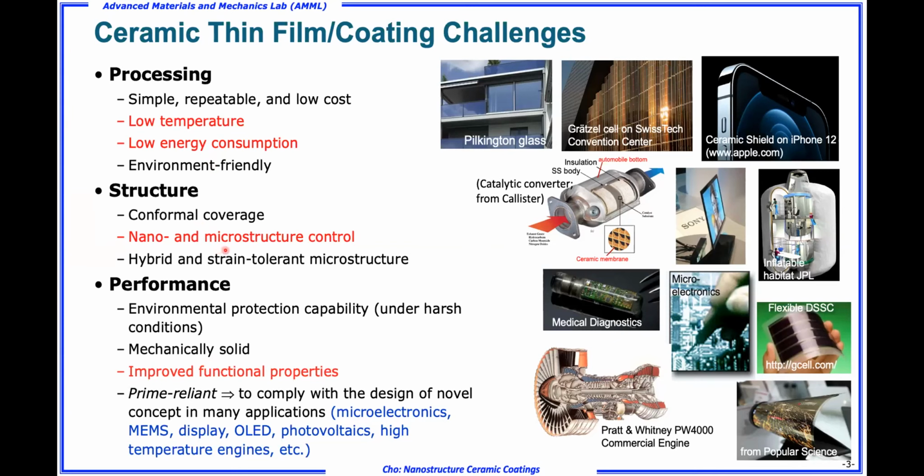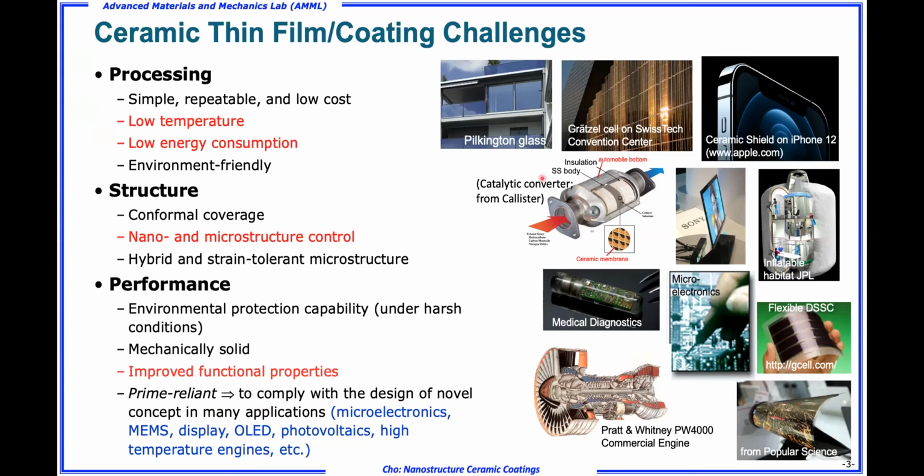And as I mentioned before, bulk ceramics are quite brittle. So ceramic coating will also be very brittle. So we need to have some hybrid configuration or some strain-tolerant ceramic microstructure to be able to have a more reliable coating. And performance-wise, as is the case for bulk ceramic, coatings also require environmental protection capability under harsh conditions. In fact, this can differentiate the ceramic coating from many other organic and polymer coatings, and also still require some properties similar to bulk ceramic, maintaining good functional property. And as I briefly mentioned, the reliability of the ceramic is really important in order to be used in the most advanced concepts in many applications. So these pictures show some ceramic applications currently being used or with some potential to be used.